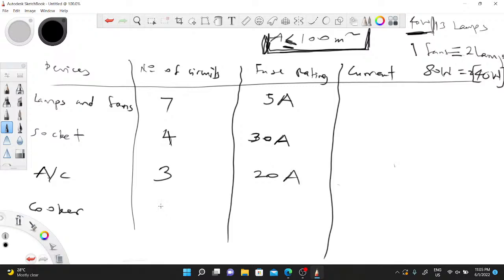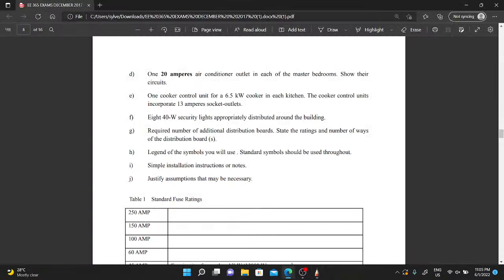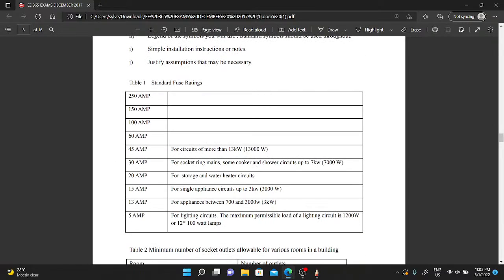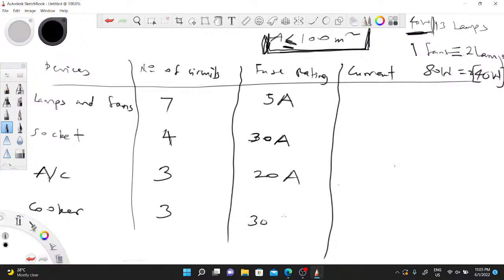The last thing is the cookers. We are supposed to use 3 cookers, and the rating of the cookers is 30 amps. Now we are supposed to find the current flowing through the lamps. This is where we will use the diversity factor table.